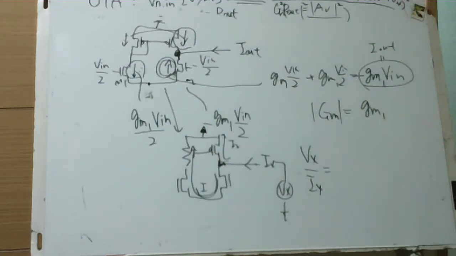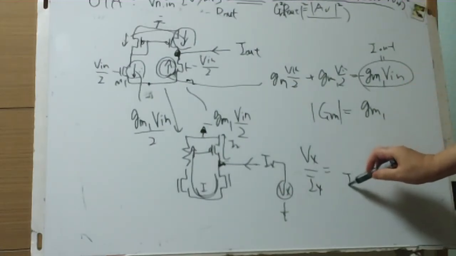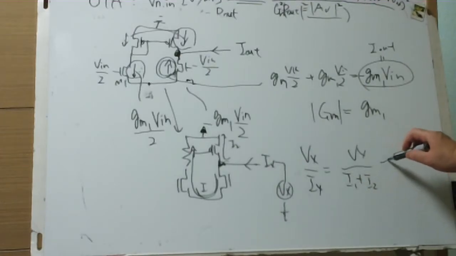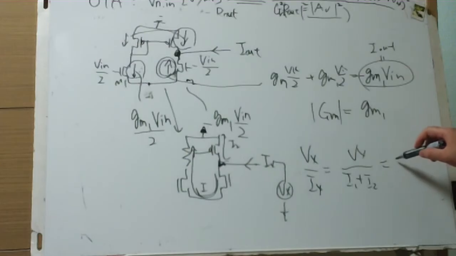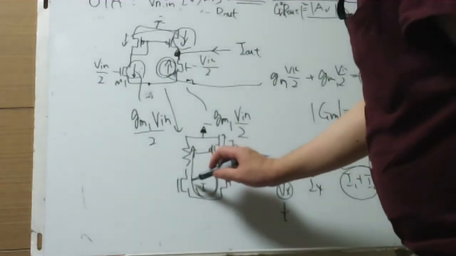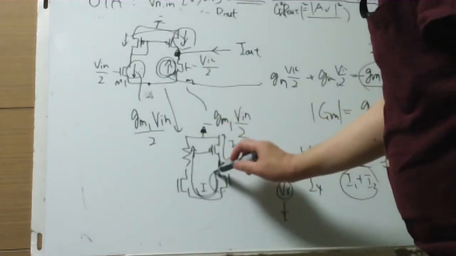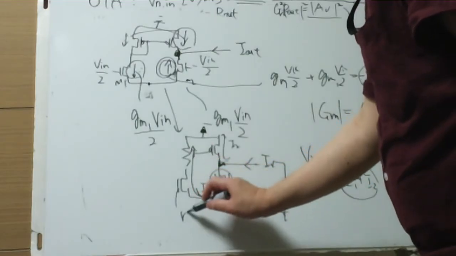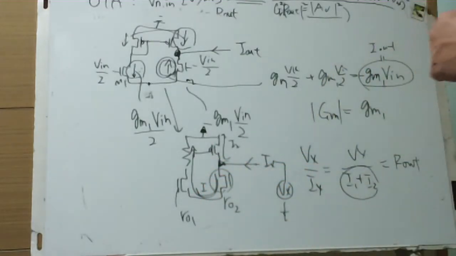Ix equals I1 plus I2, or Vx over I1 plus I2, equals this total Ix, equals R out, and this is RO2 and this is RO1 in saturation.